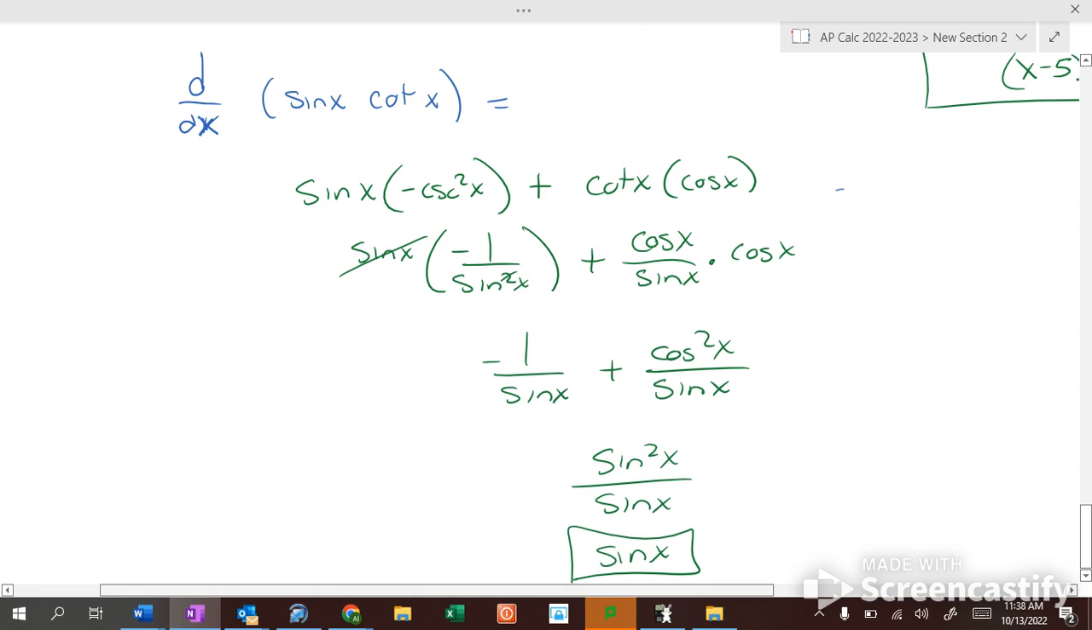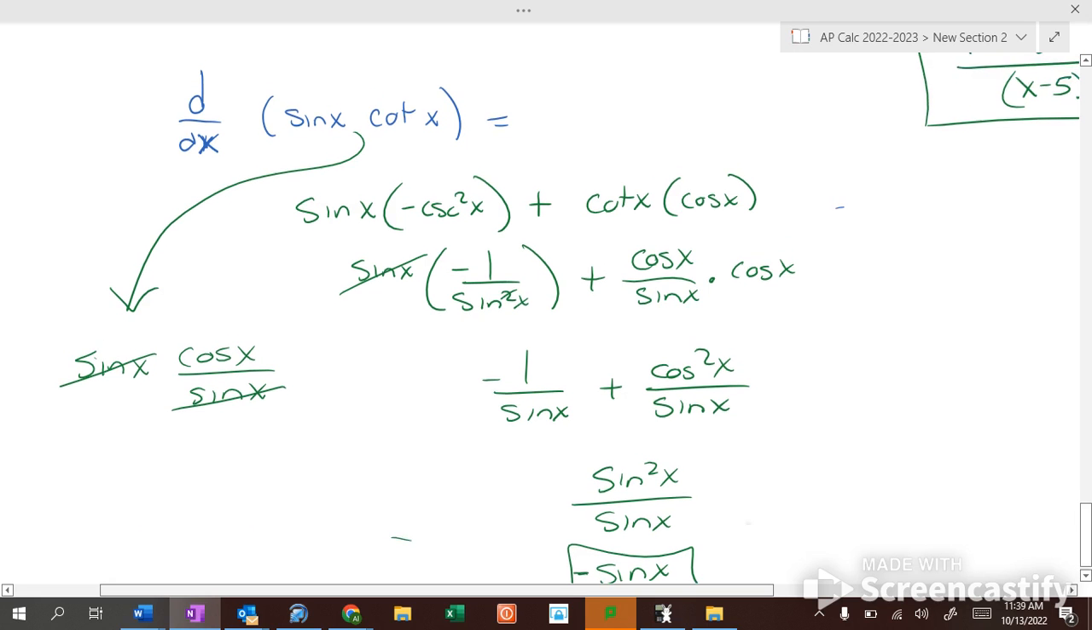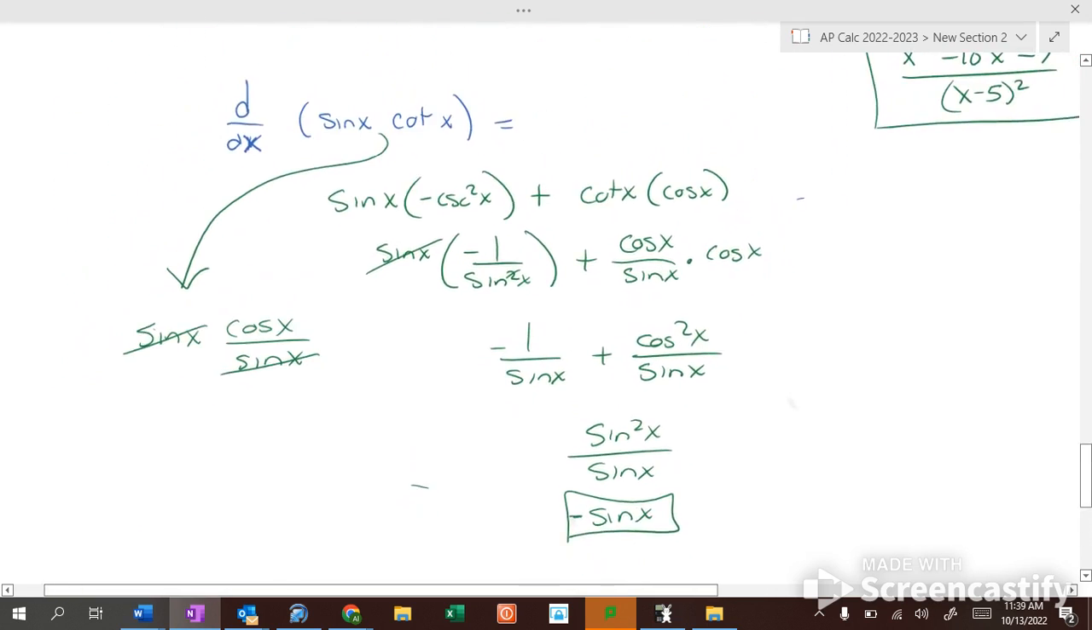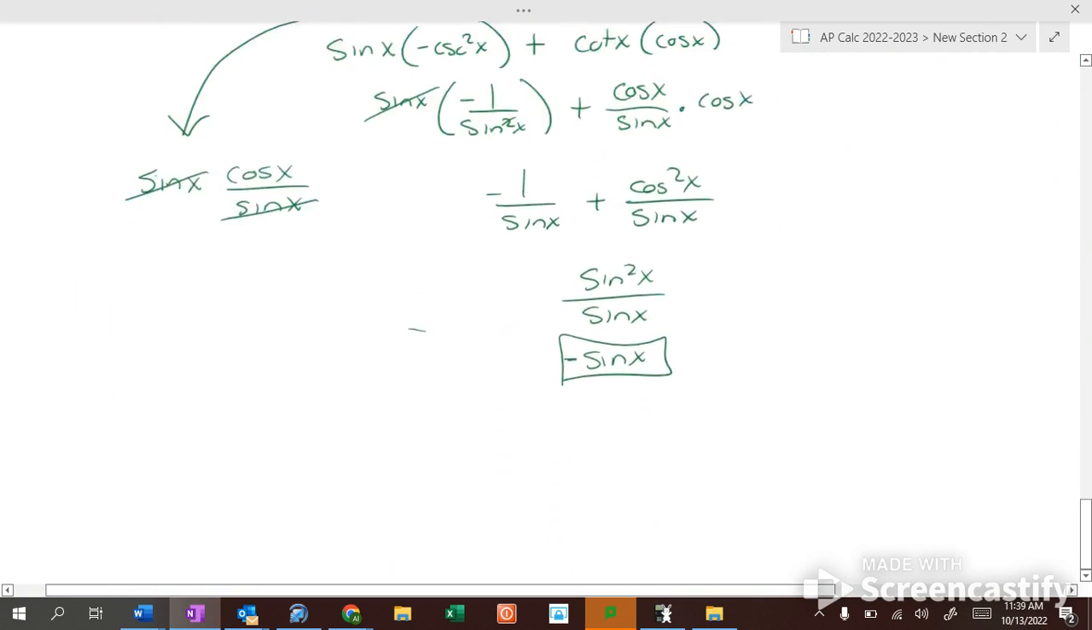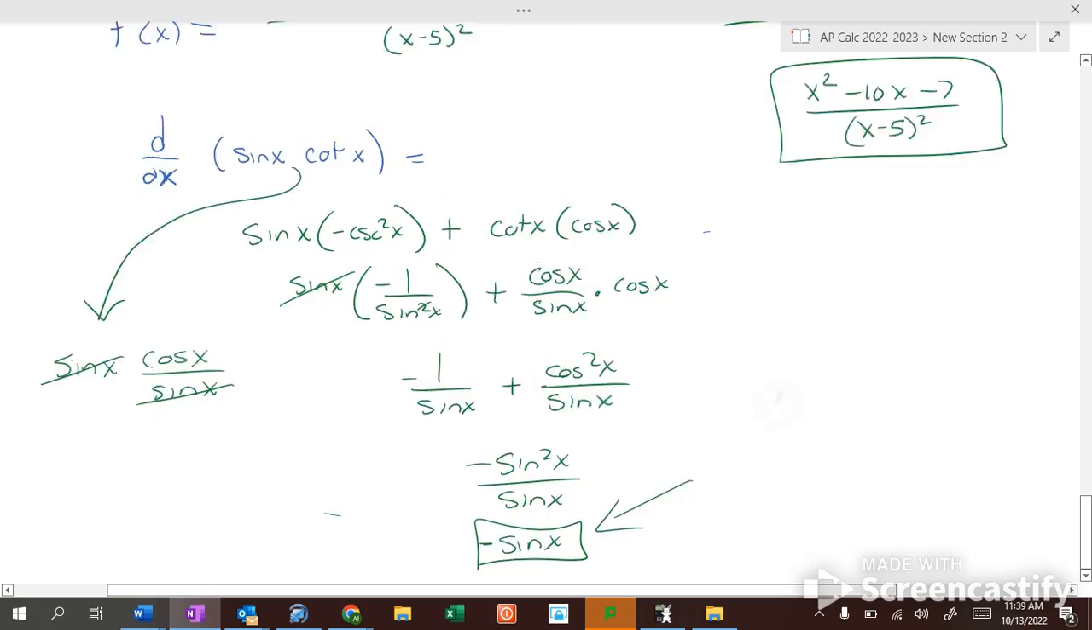What would have been a different way we could have done this problem to get negative sine of x as our final answer? Yeah, change sine of x times cotangent of x to cosine over sine. Sines cancel, so we're just taking the derivative of cosine, which is negative sine. Much easier, right? So why would you do the other way? Hey, you suggested the product rule, so I just went with it. Yeah, you went by the book, and we still got really close to the right answer.